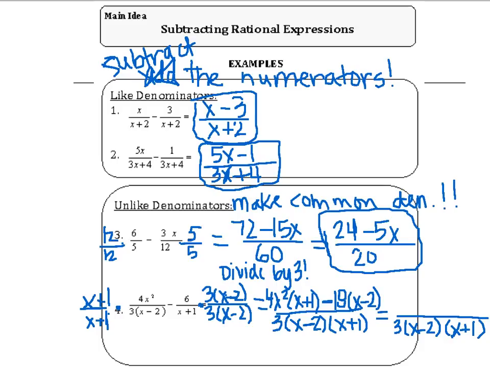So let's simplify the top here, and I'm going to write this right down here. So 4x squared times x is 4x to the third. Four x squared times a positive 1 is 4x squared. So plus 4x squared. Okay, and I like to think of this as plus a negative. So I'm going to make this plus. Negative 18 times x is negative 18x.